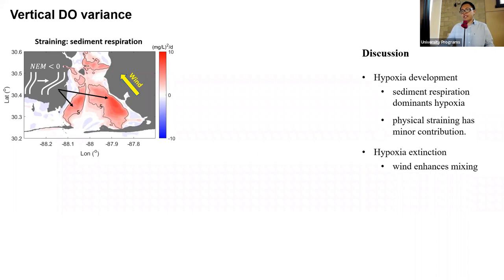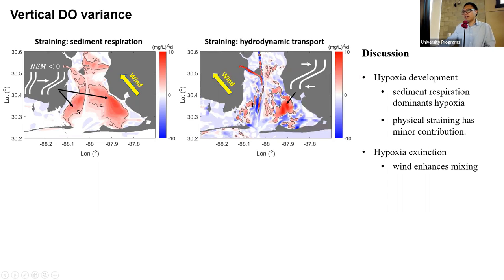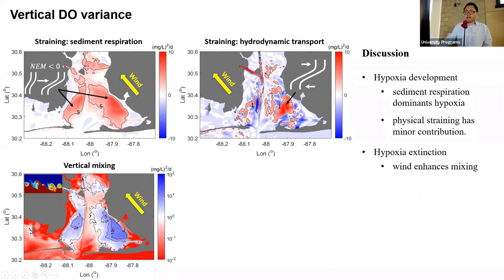Based on the analysis, it seems that the sediment respiration dominates the hypoxia development, as shown by this plot. The red areas are where the bottom respiration is the strongest. Now the physical straining, as I mentioned before, the transport of the water has little effect on hypoxia development. And the mixing always kills the hypoxia because it can pump the surface water to the bottom and oxygenate the bottom water.